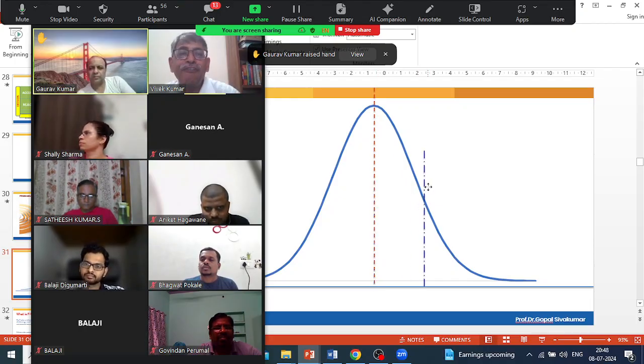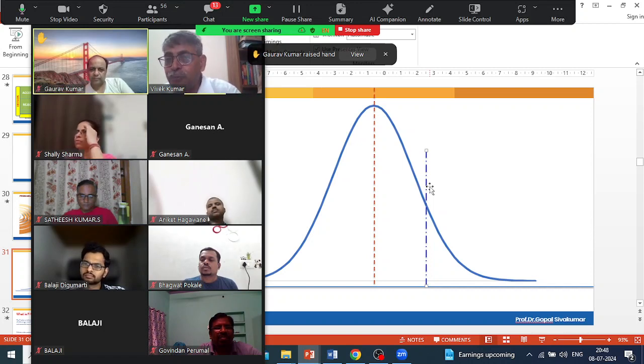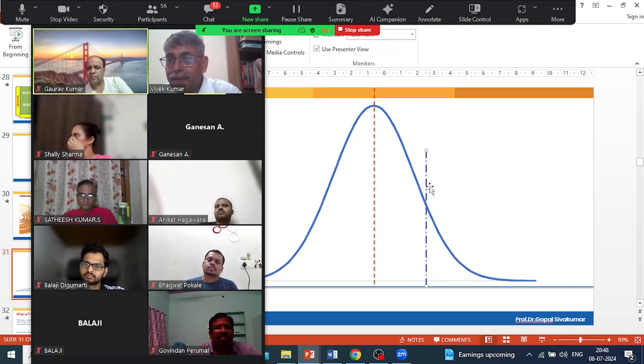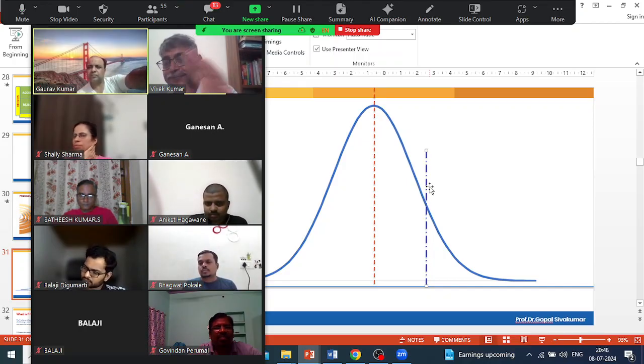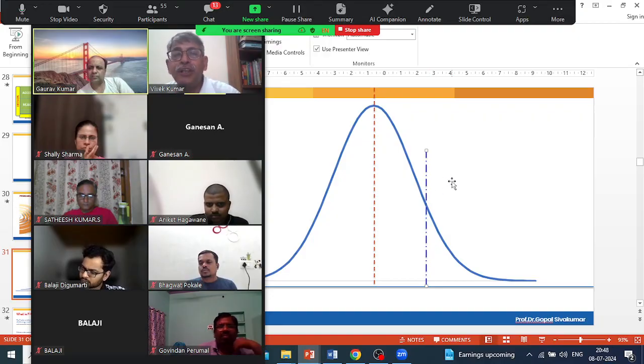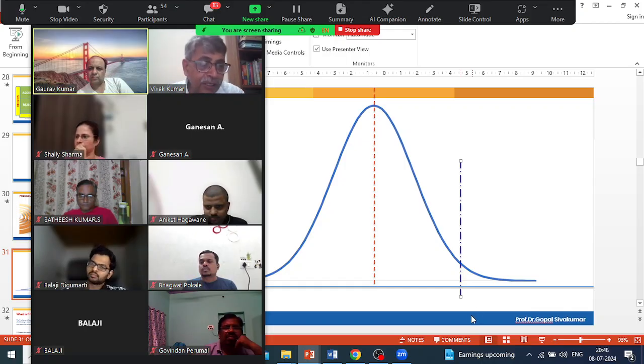And for every location, there is a corresponding p value also. The p value is the probability of getting data equal to or more than, or equal to or more than.